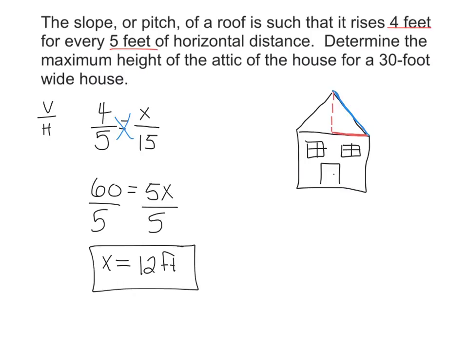So you're just really setting up proportions with these problems. One side of the proportion is going to be the slope, and then the other side of the proportion, you use whatever information they gave you in the problem, whether it's a vertical height or whether it's a horizontal distance. You fill in the other side of the proportion, cross multiply, and divide.